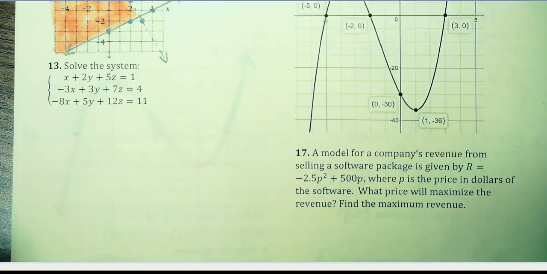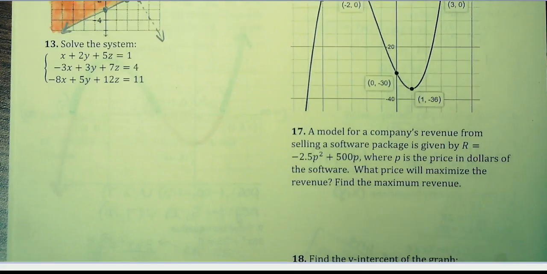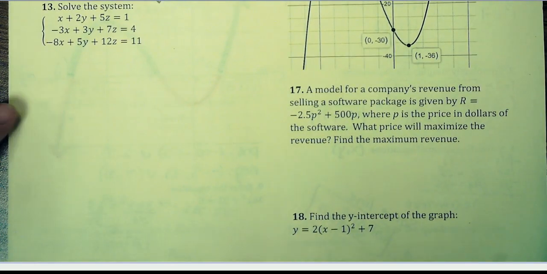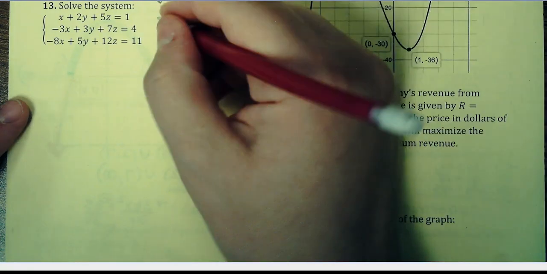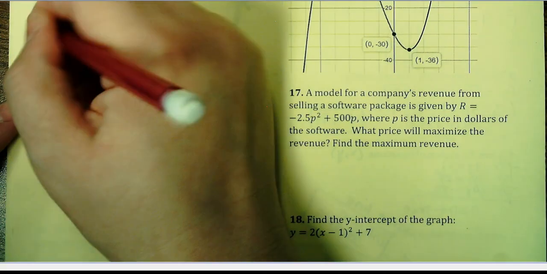Okay, number 3, this is a 3 by 3 system of equations. If you guys remember back, there's a lot of space on this problem because it's going to be a little bit of a challenge here. You can use substitution or elimination. Let me label these lines. I'm going to call them lines 1, 2, and 3.